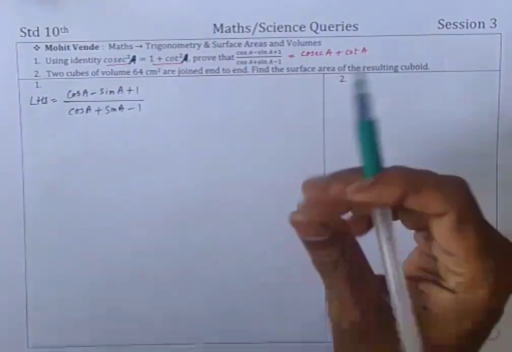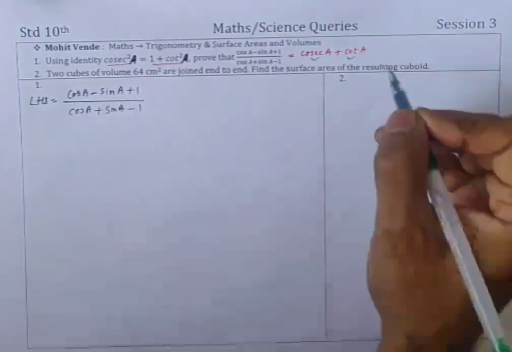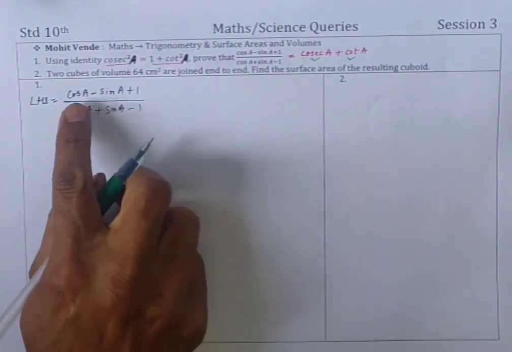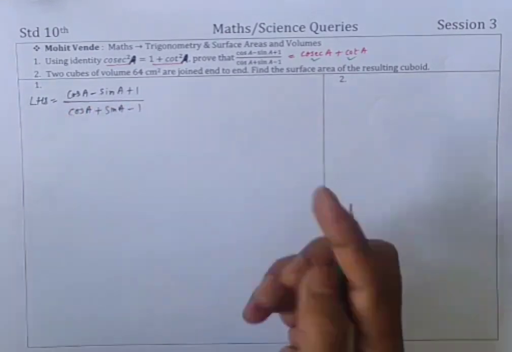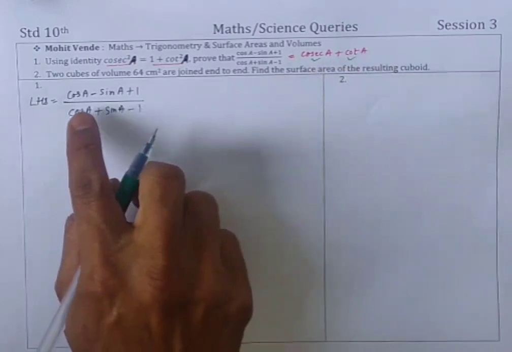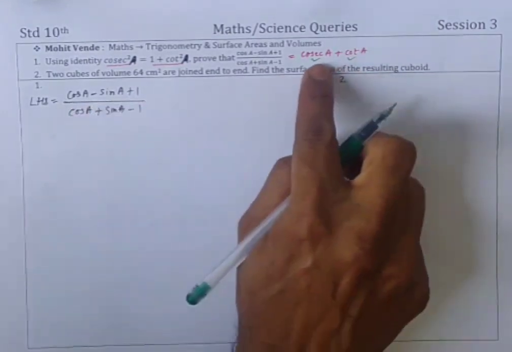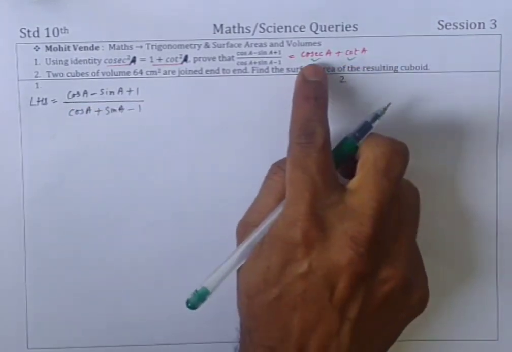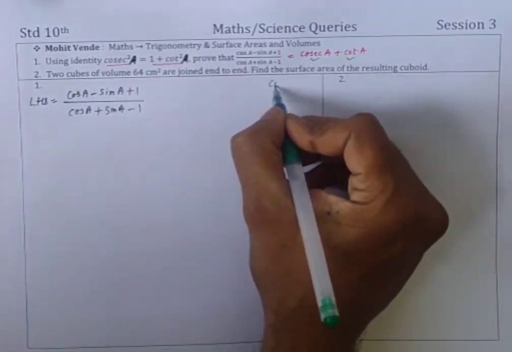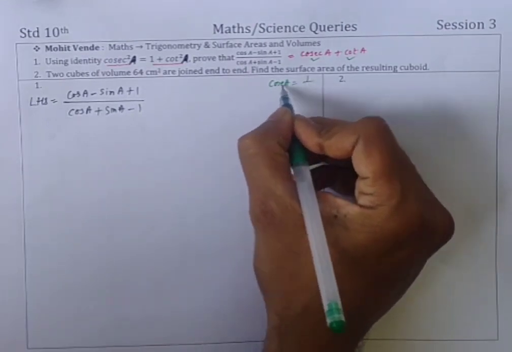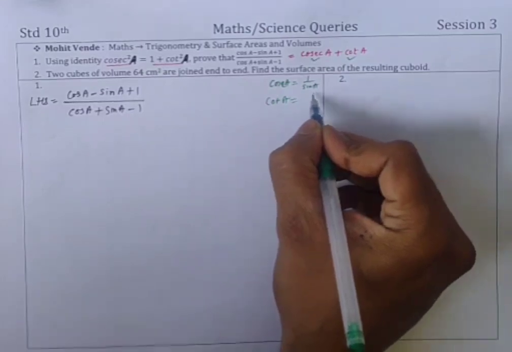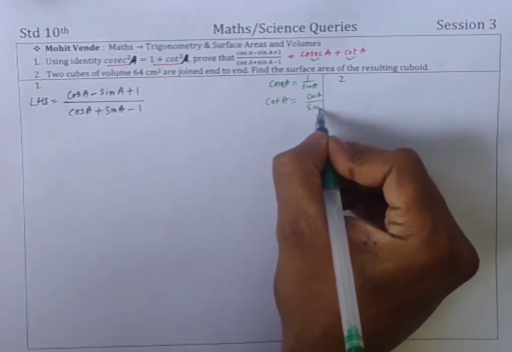And if you look at right hand side, children, you have cosec and cot. Left hand side expression has cos and sin. And what you have to prove on right hand side expression has cosec and cot. You can easily convert cos and sin into cosec cot or even sec and tan. Now look at this. Cosec A is 1 upon sin A and cot A is cos A upon sin A.